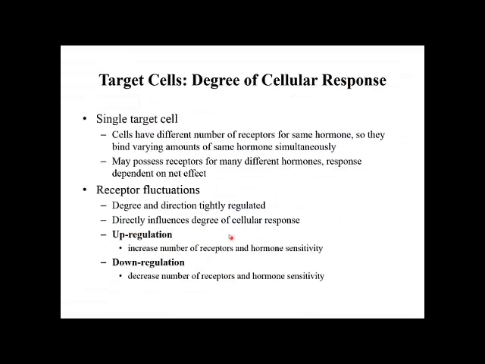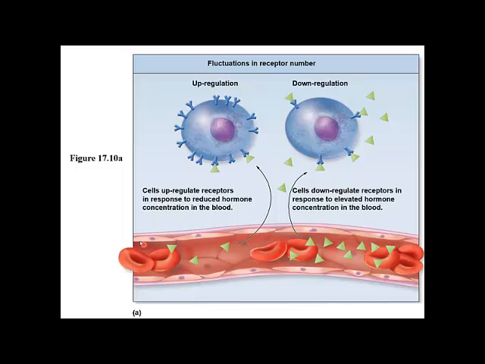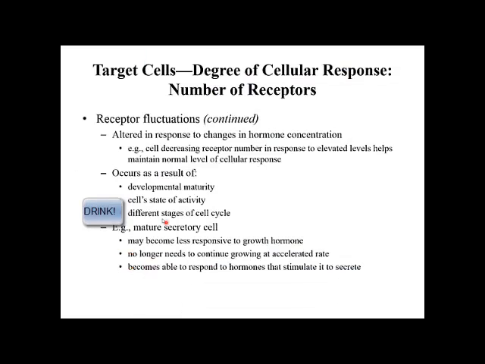And very quickly, just so we cover this section, you should realize that receptor numbers can actually change. If you get more, you go through upregulation. Less receptors, downregulation. This actually happens quite often. You can see from this slide there's many things that can cause receptor number changes. Absolutely, how old you are, whether you're a toddler, whether you're in puberty, or whether you're older. The cell state of activity. This even can happen by the time of day, and also what's going on in the cell cycle, whether the cell is dividing or not.